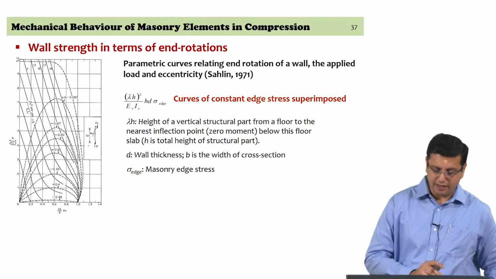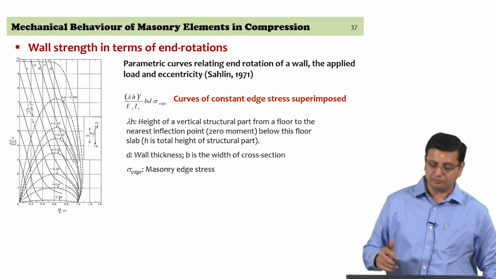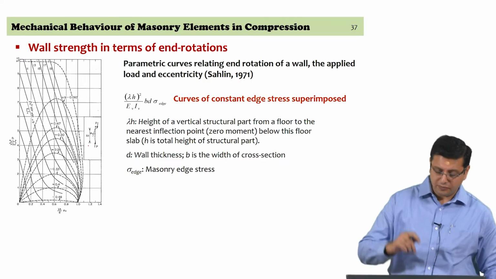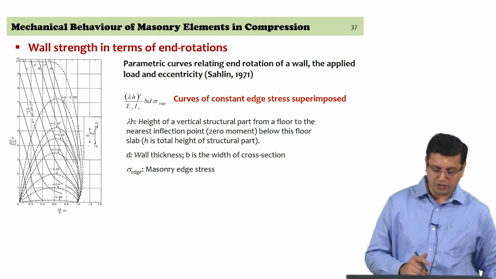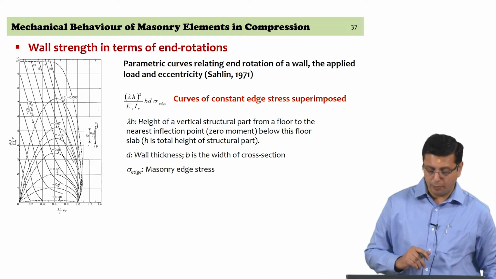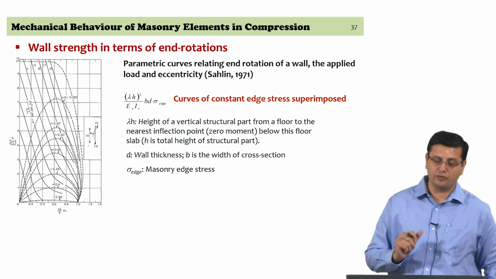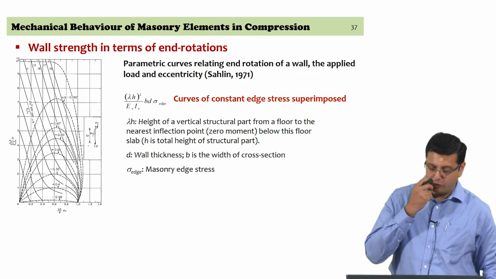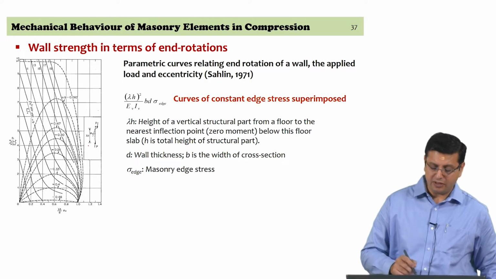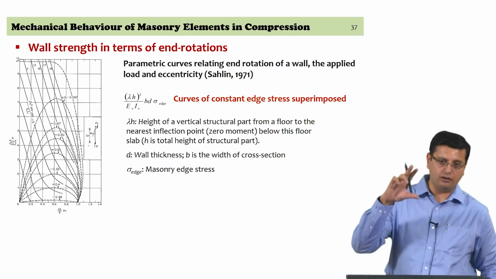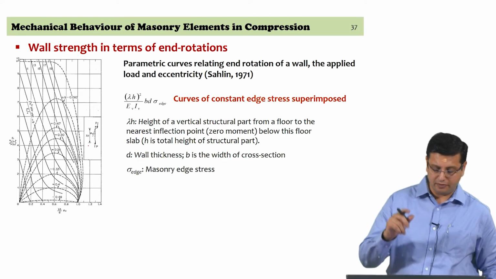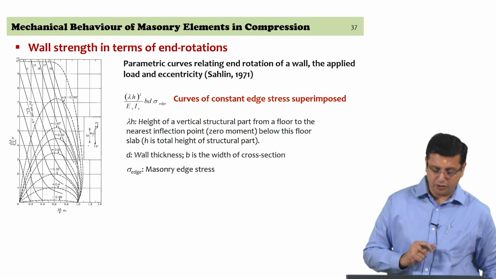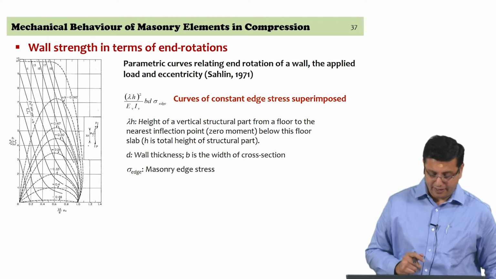Lambda h is the height of the element that you are considering. It is the height of the load bearing wall, of the load bearing element, from a floor to the nearest inflection point, so the point of zero moment. It depends on what sort of idealization of the boundary condition you have made, and if h is the total height of the wall, then depending on the deflected shape of the wall between the points of zero moment, you have lambda h.